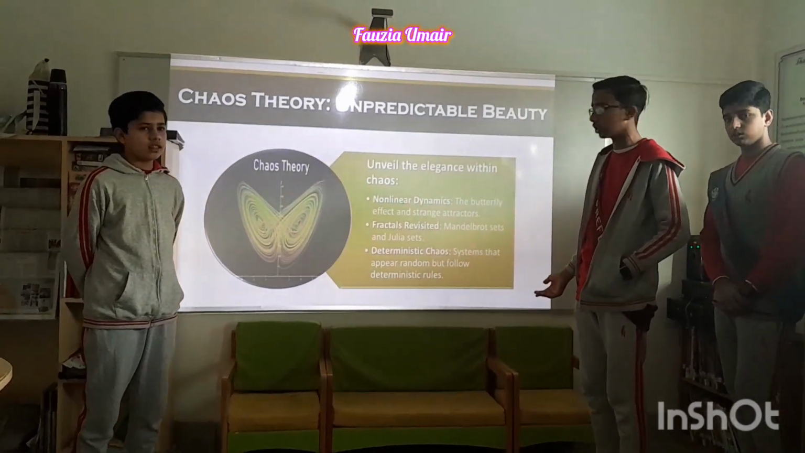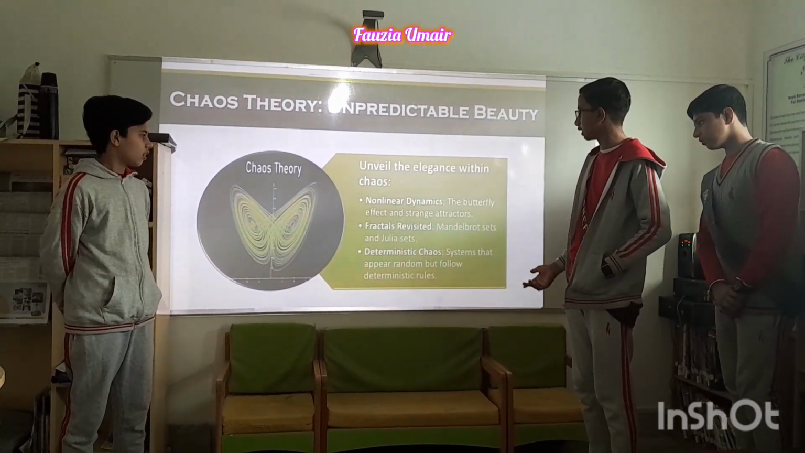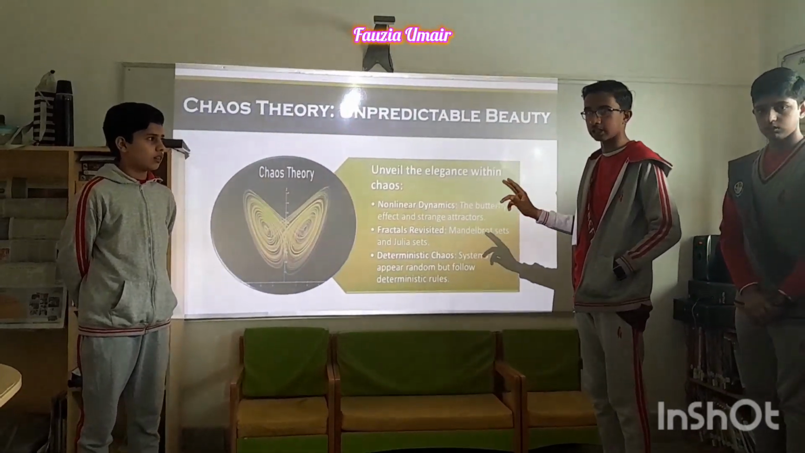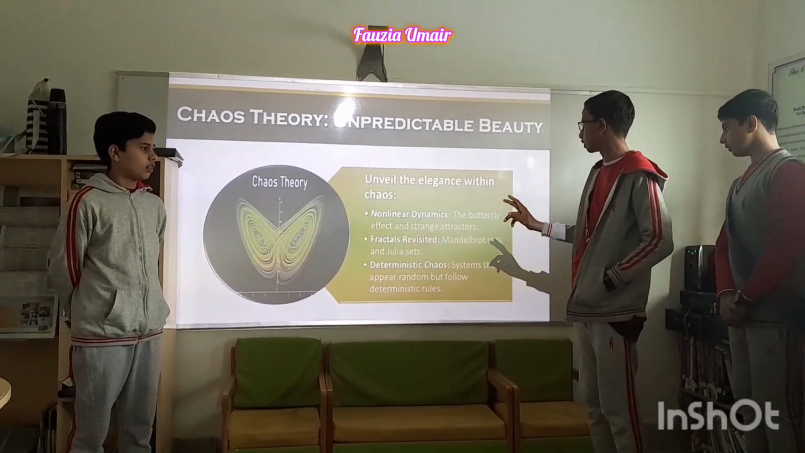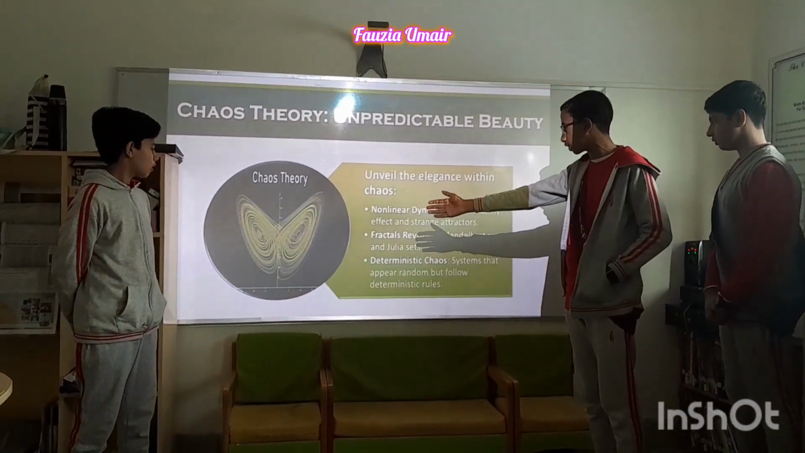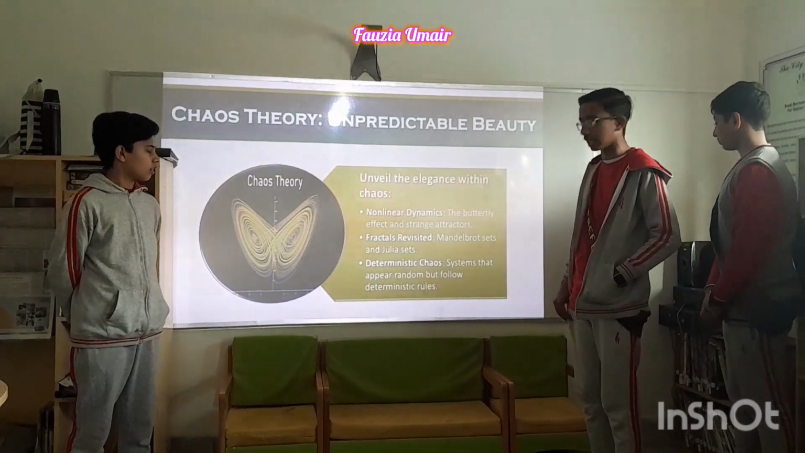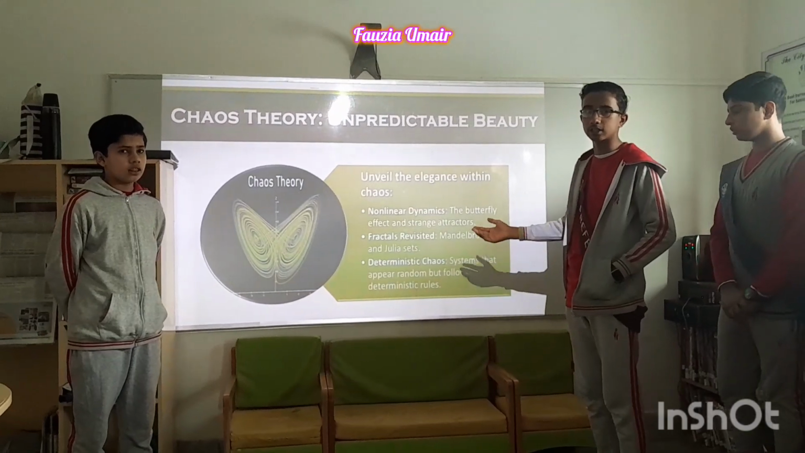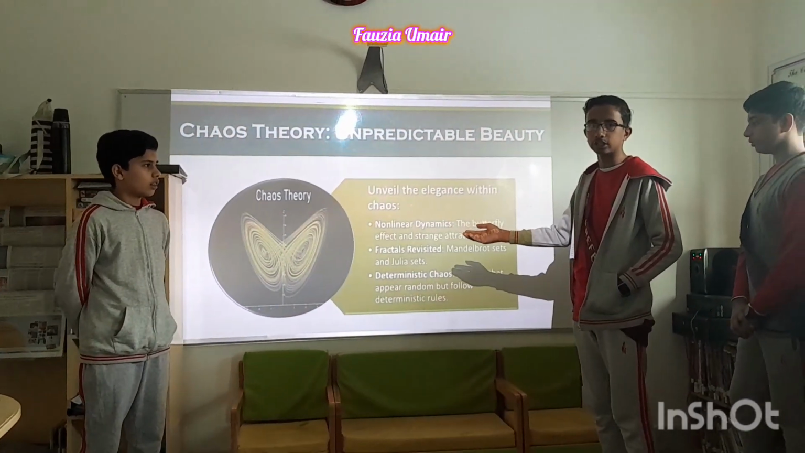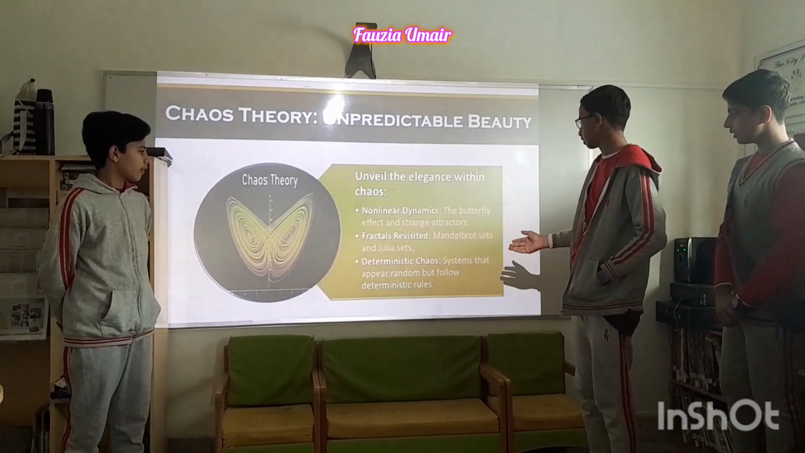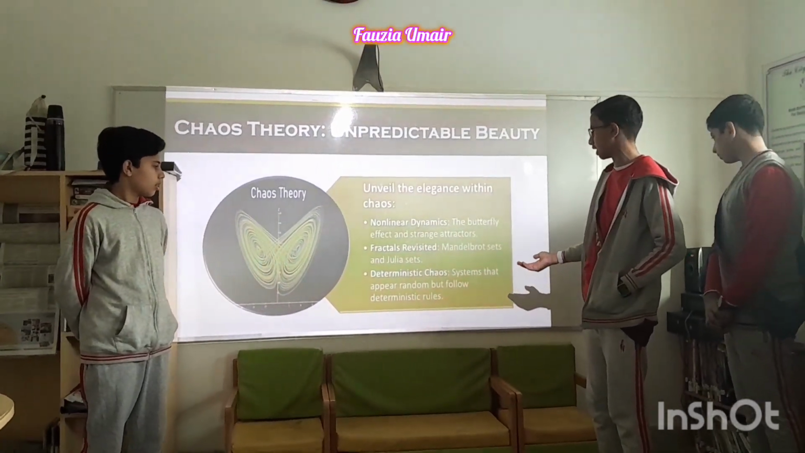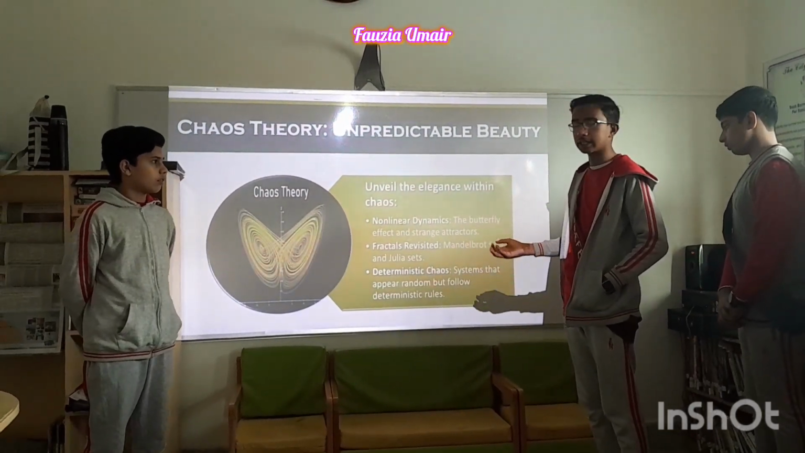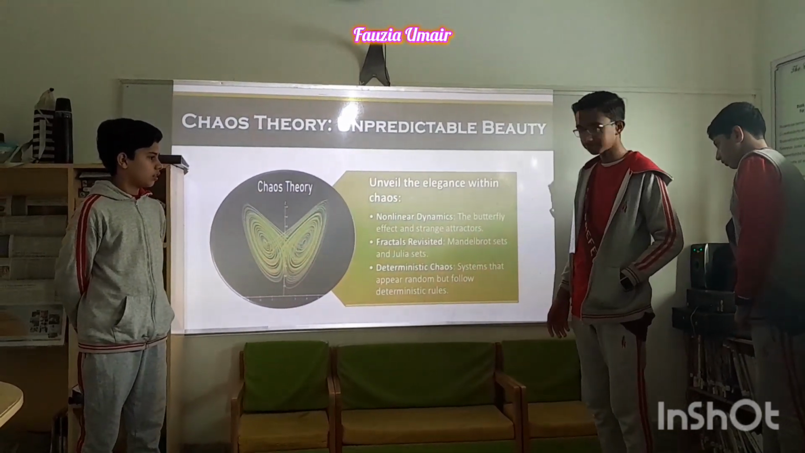First we have non-linear dynamics, the butterfly effect and the strange attractors. Non-linear dynamics is basically a process in maths, and it causes the butterfly effect, as you can see in the picture here, and it also creates strange attractors. Fractals revisited: the Mandelbrot sets and Julia sets. And deterministic chaos: systems that appear random but follow deterministic rules. It is made randomly, but it has to follow some rules.